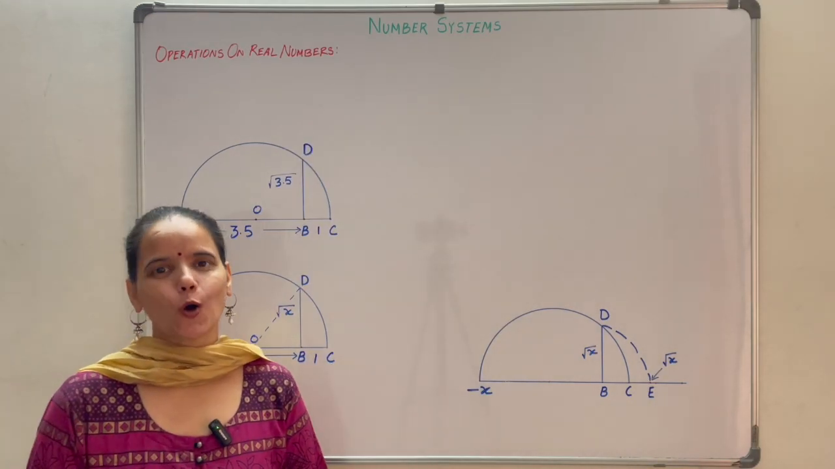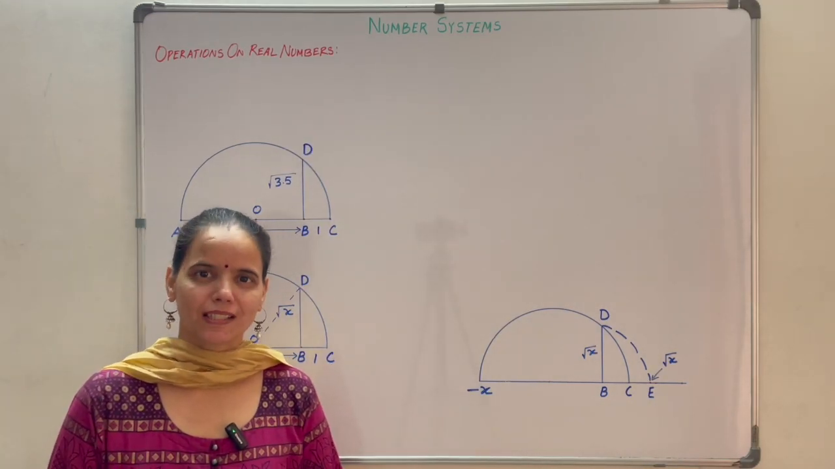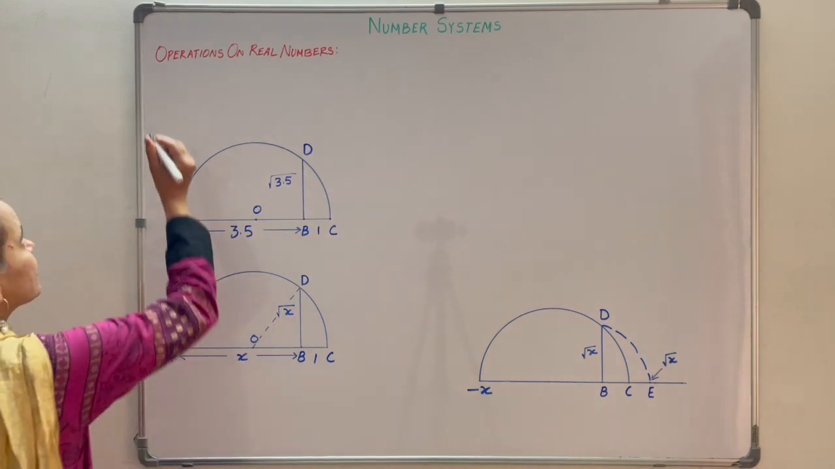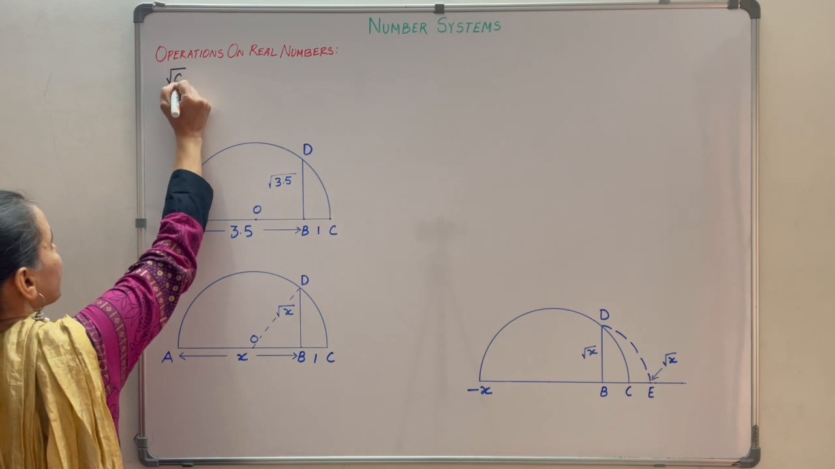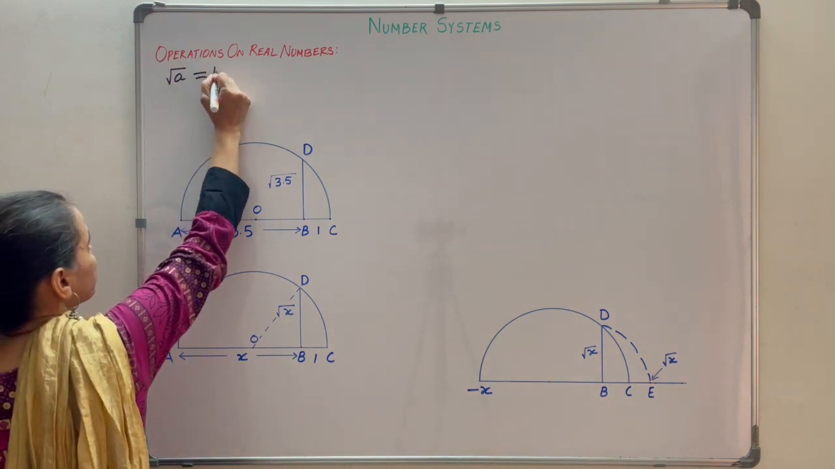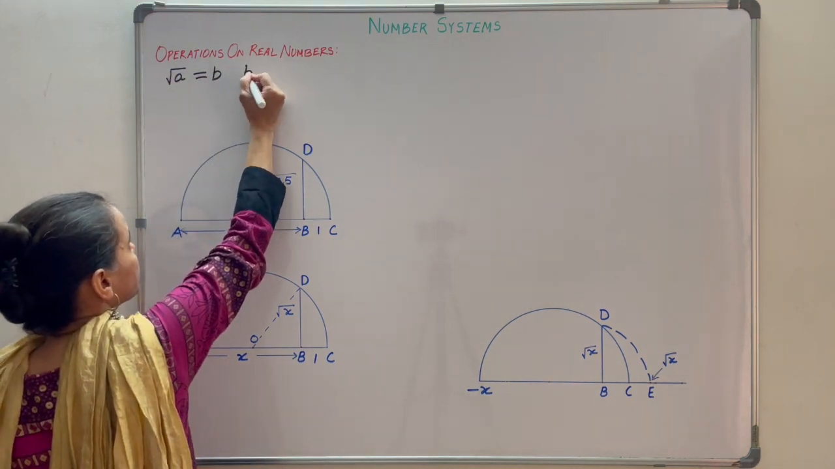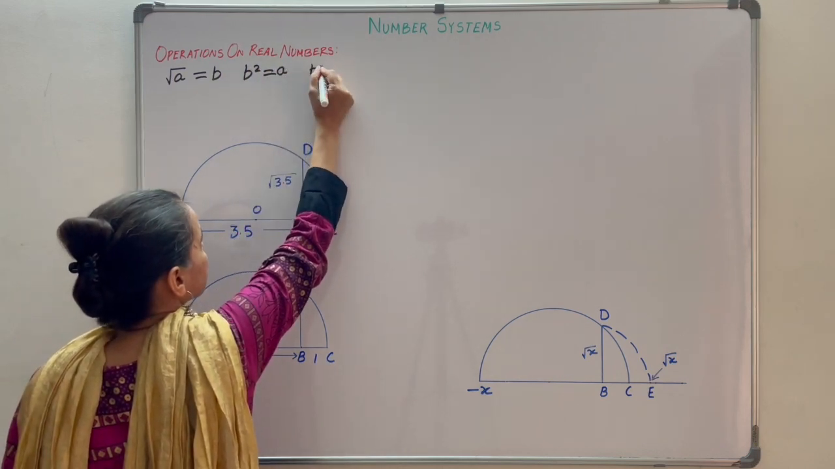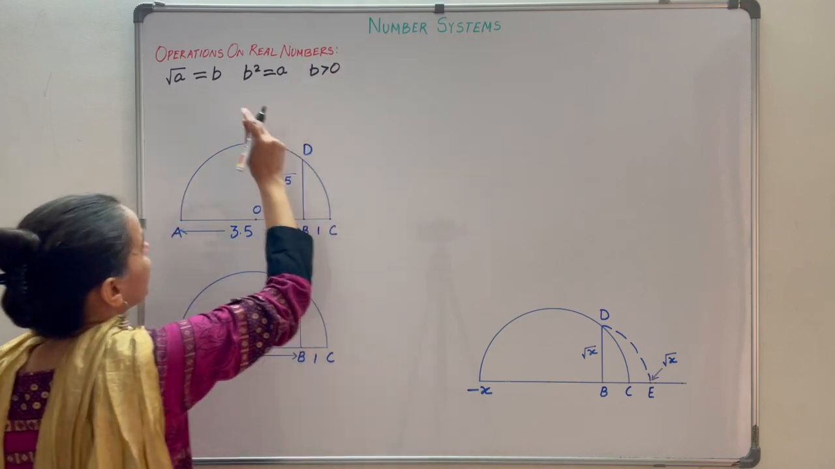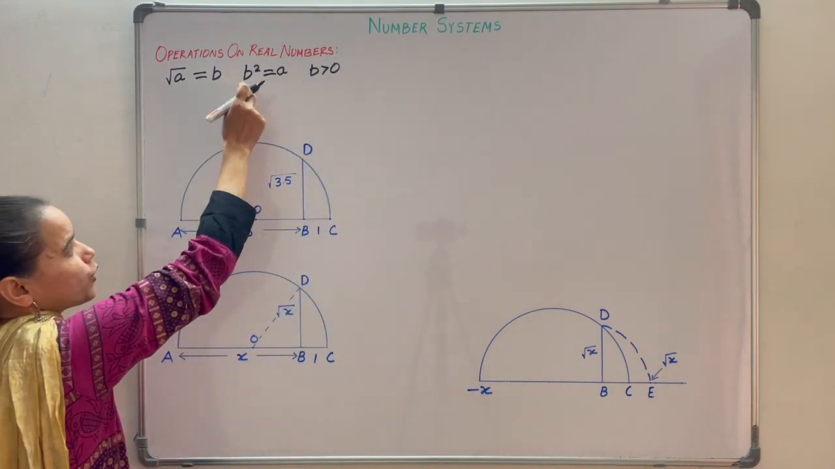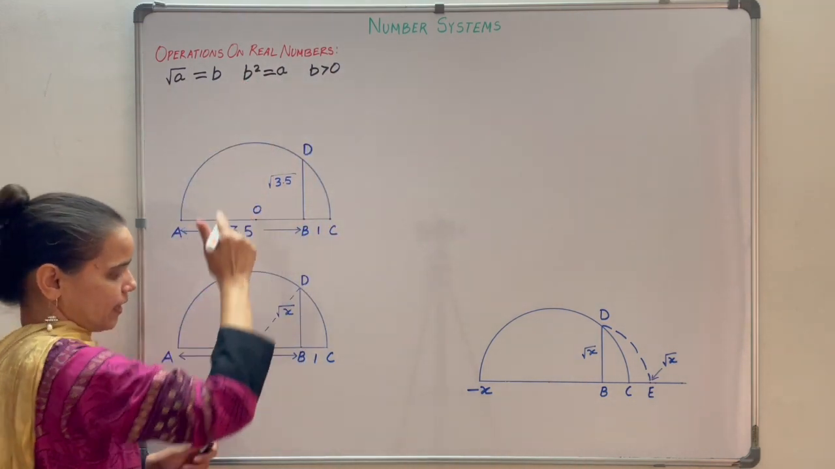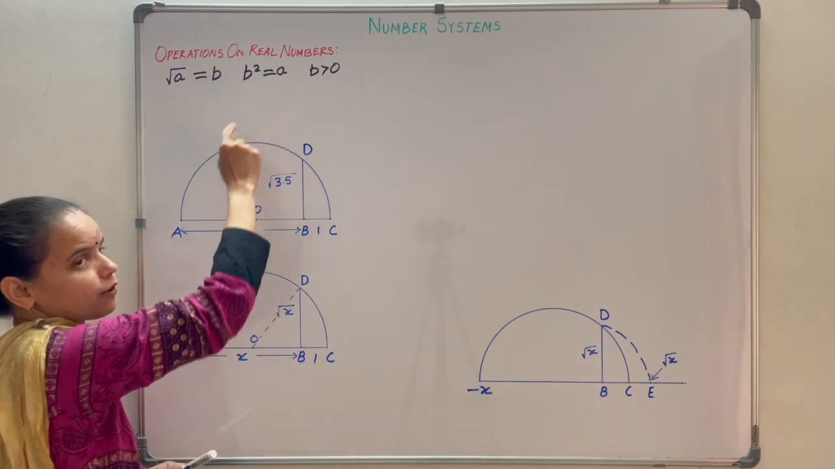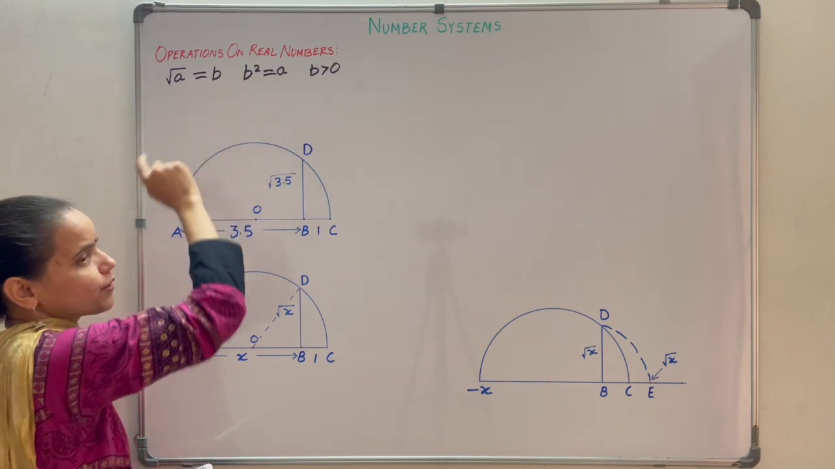Let us now discuss the operation of taking the square root of real numbers. Quickly recall that if a is a natural number, then square root of a is equal to b, which means that b square is equal to a, and here b is greater than 0. If you square on both the sides, what will you get? B square is equal to a. So you can clearly see here that a is a perfect square of b and b is the square root of a.